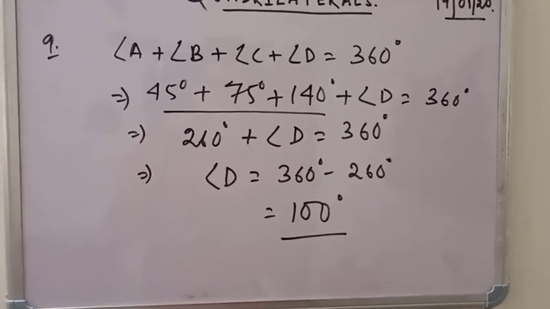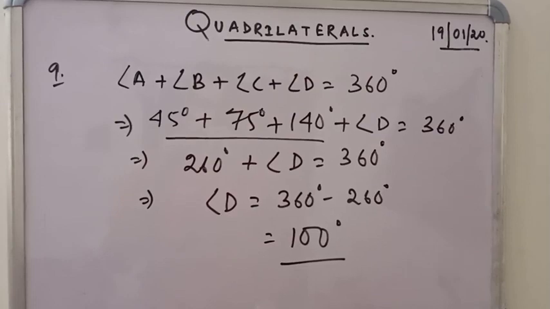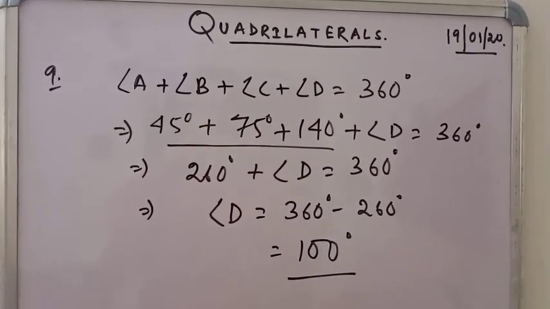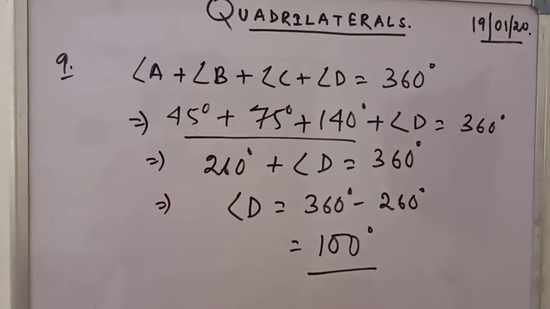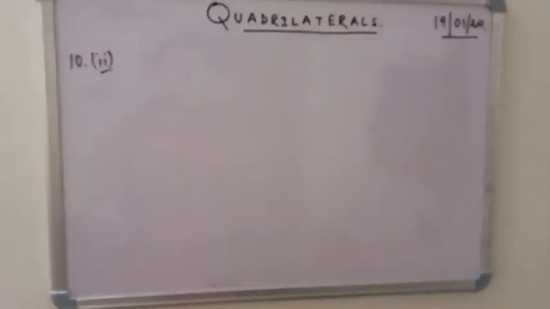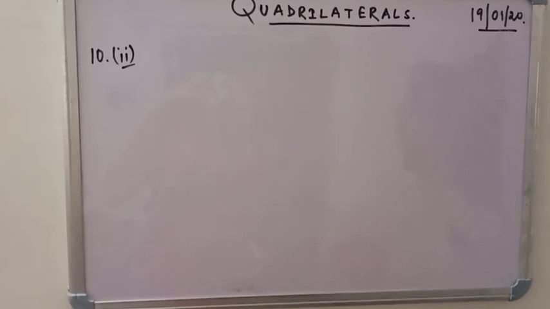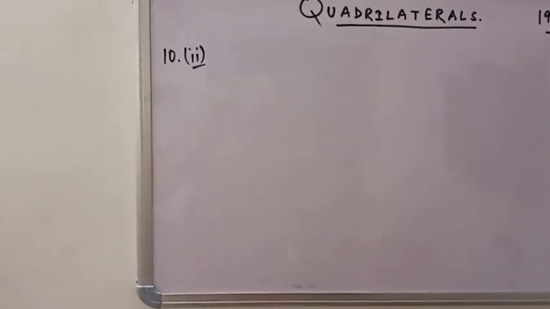You have to put the value of the three angles that is given in the question and subtract it. We get the value of the fourth angle. Now next, in question 2, see that the ratios are given for the angles. You have to find the greatest angle.